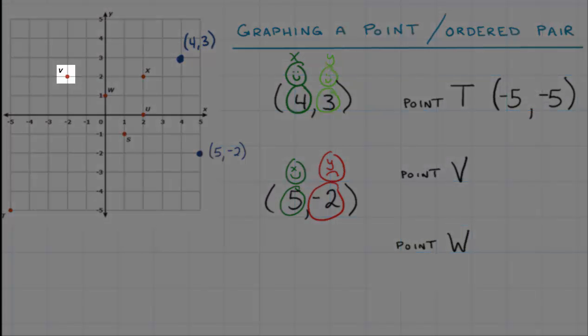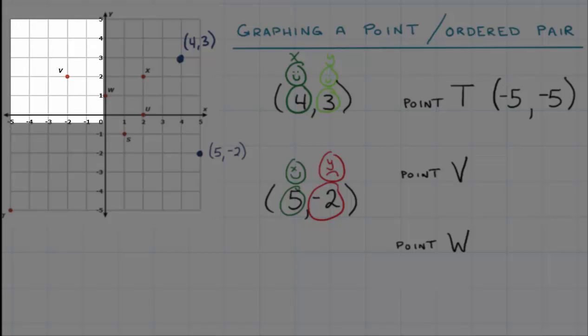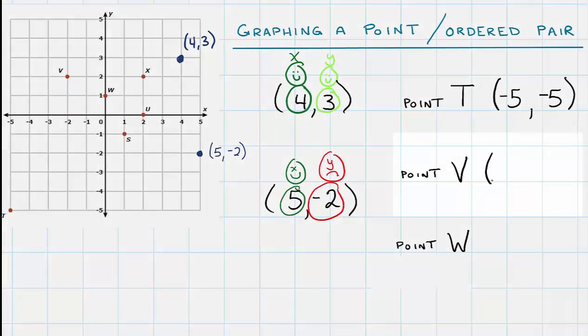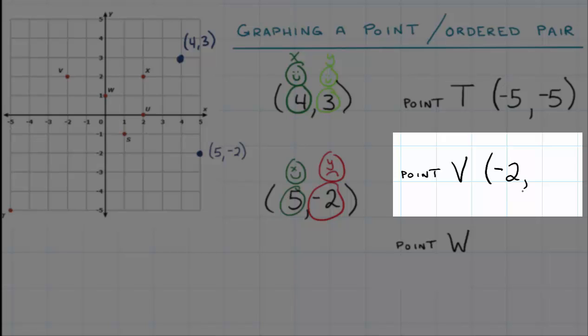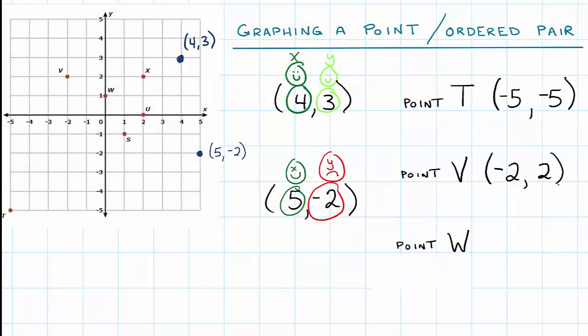Okay, point V. Point V is in quadrant 2. And so starting at 0, I'm going to move 2 units to the left, which is 2 units in the negative direction on the x-axis. And then I have to go up, which is 2 units in a positive direction on the y-axis. And so I know that my ordered pair would be -2 for the x value and +2 for the y value. Remember, I don't have to put a positive sign in front of the 2 because any number that doesn't have a sign in front of it, we always know it's going to be positive.